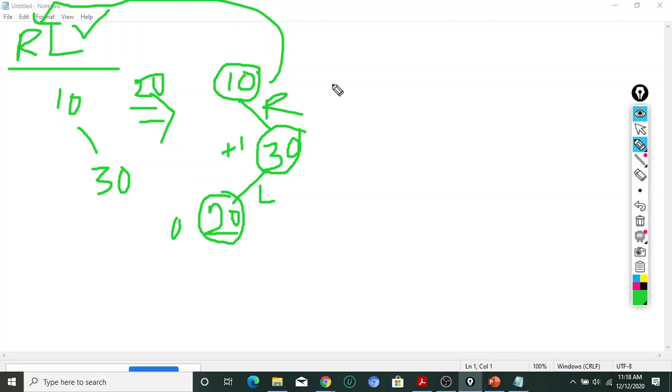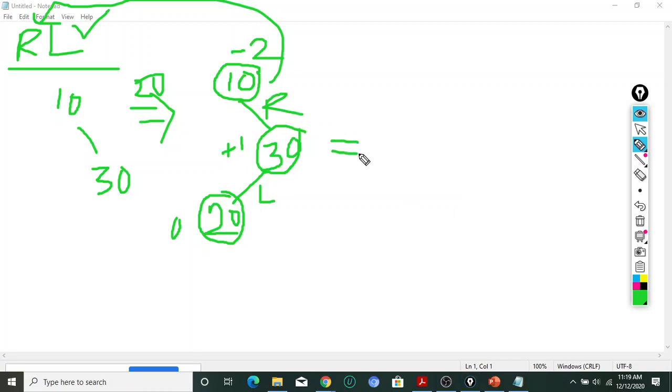Now if I check the balance, this is 0, this is plus 1, and this is minus 1, yes or no? Sorry, minus 2. The left subtree is missing but the right subtree is there, so this is minus 2, that means right heavy. Plus 2 means left heavy, minus 2 means right heavy. This imbalance is called RL imbalance.